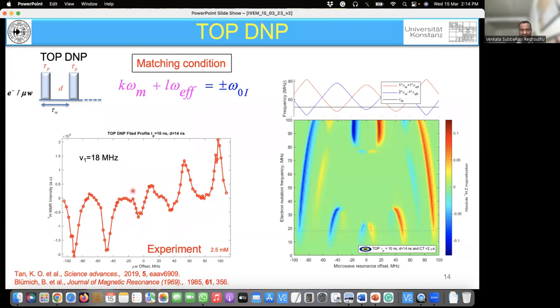So this is the experimental field profile we did at Q band. And here also you can see this corresponds to the 18 megahertz nutation frequency in this slice. So this is the experimental field profile we got.